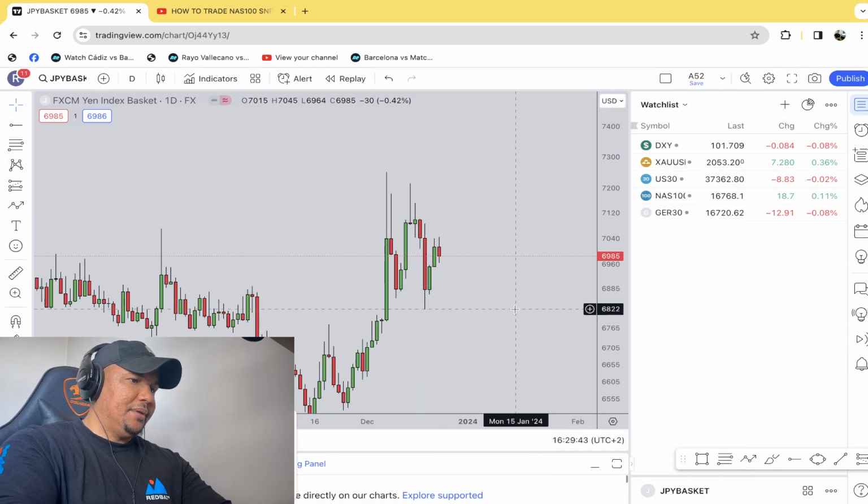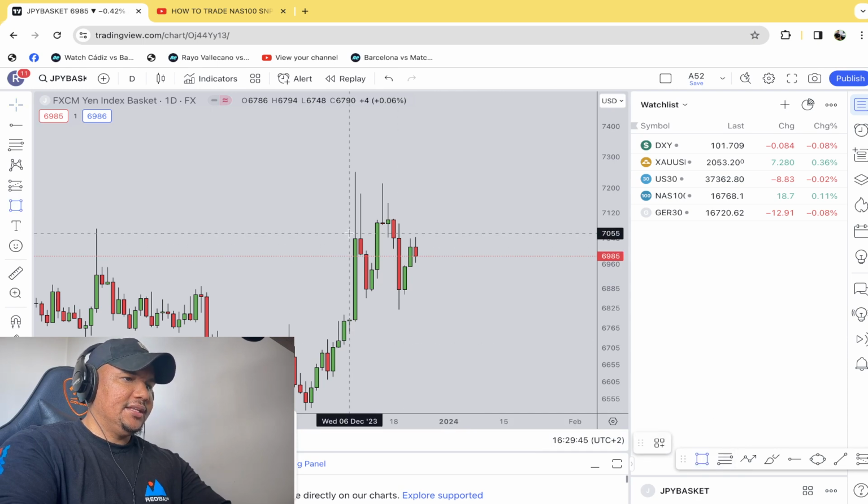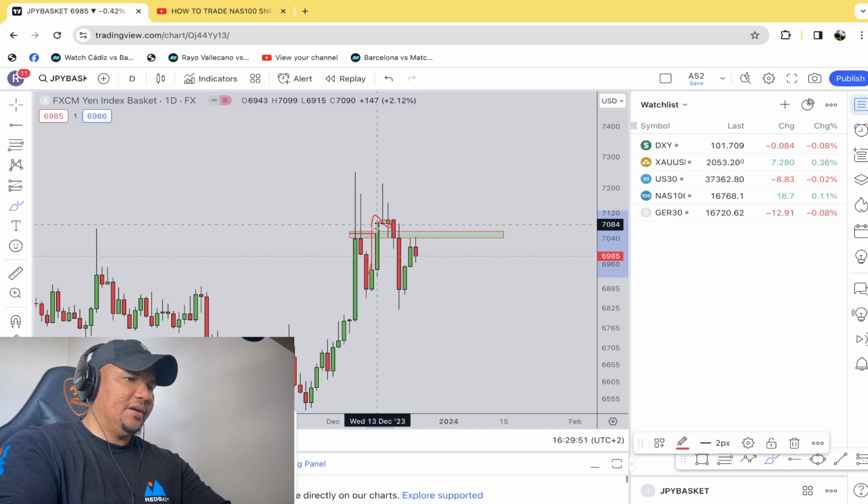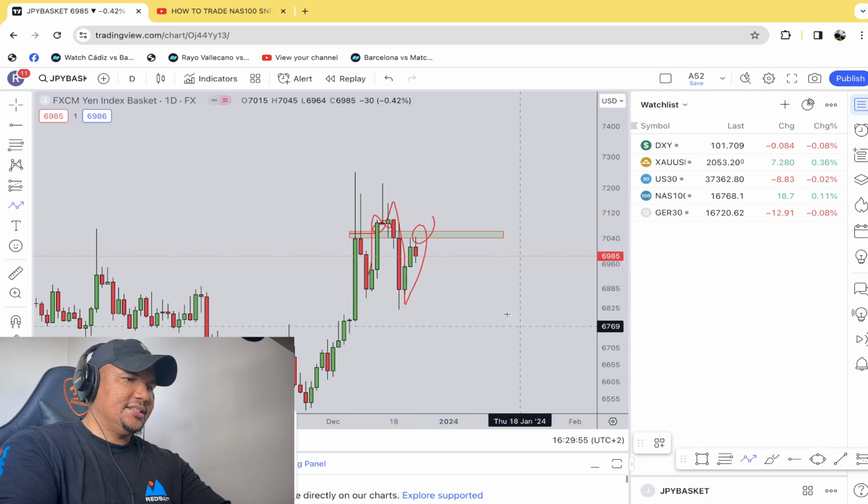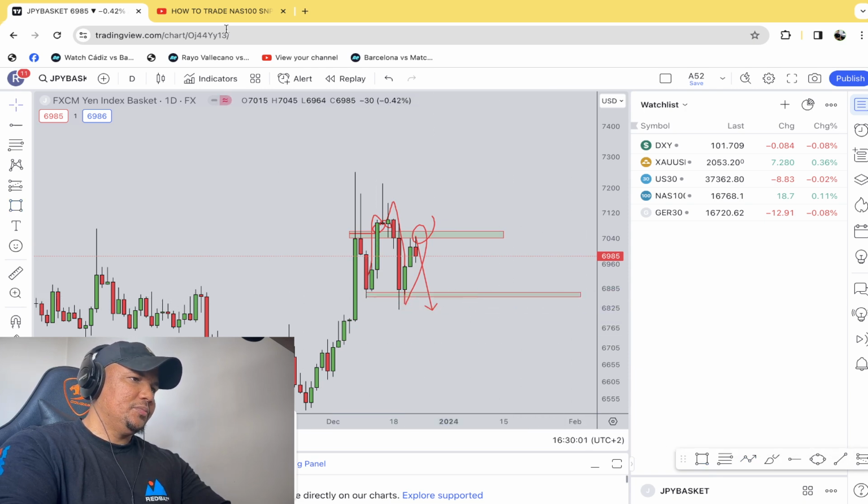So here on the Japan basket, we can clearly see that the market had now come back to test this previous level. This acted as a resistance, broke above that, tested it as support, broke below support, back to test it as a resistance. From here, definitely a move down expected for the market to come back and test this previous level of support there as well.